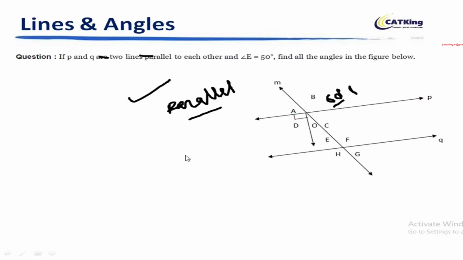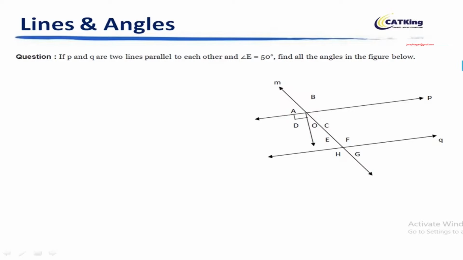Let's look at the third question and the last one of this series. After that, we will discuss some other topic of geometry. If P and Q are two lines parallel to each other and angle E is equal to 50 degree, then find all the angles below.